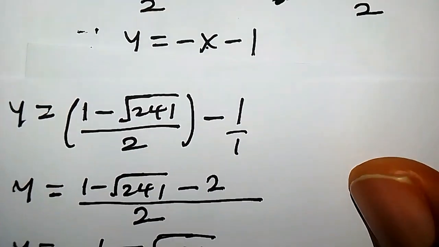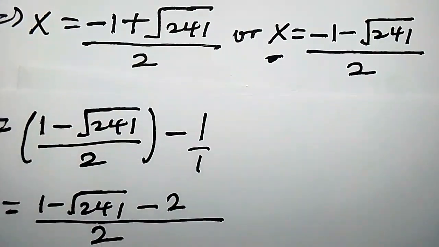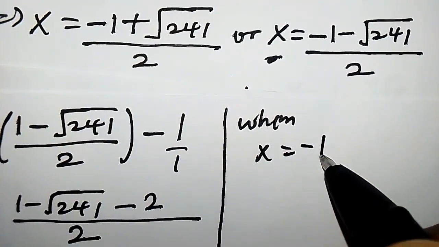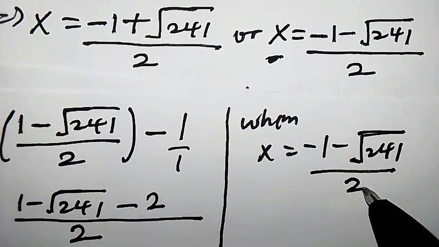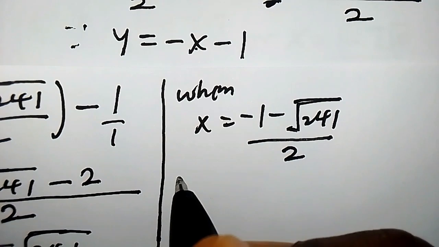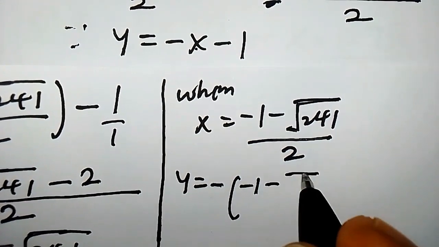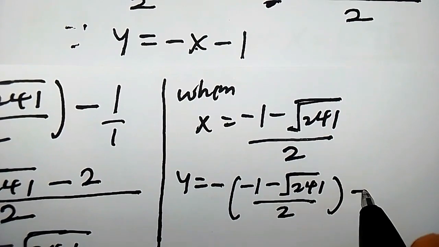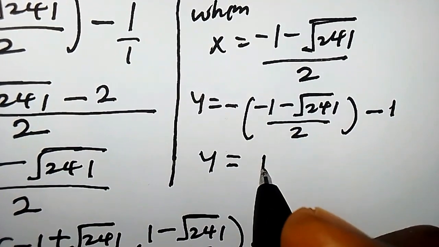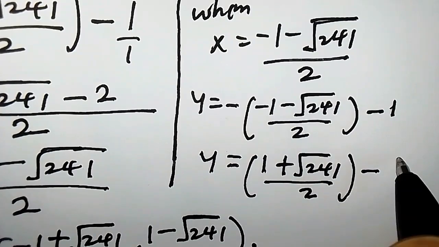Now, let us consider when x is equal to minus 1 minus root 241 divided by 2. We just have to plug in this value of x into this equation. So we have y equal to minus, we will now replace this x with this, minus 1 minus root 241 divided by 2, minus 1. Y is equal to minus times minus 1, that is 1, minus times minus, that is plus root 241 divided by 2. Let's put it in brackets, minus 1.